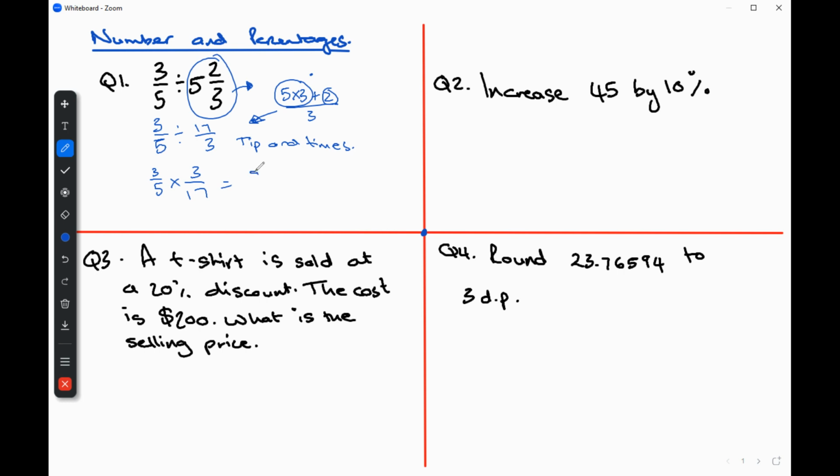That'll come to 9 over, and 17 times 5 is 85, so that'll be 9 over 85 for this.